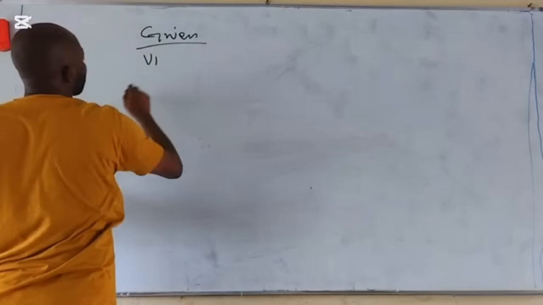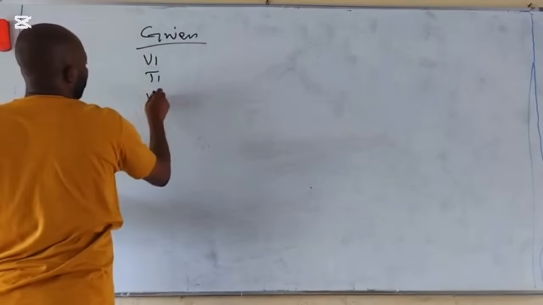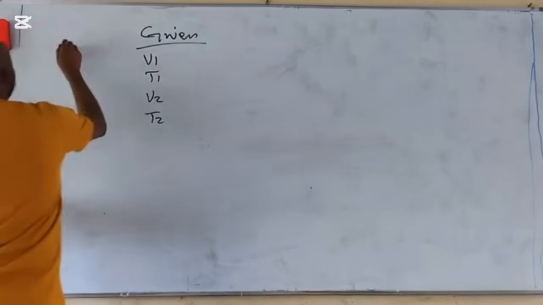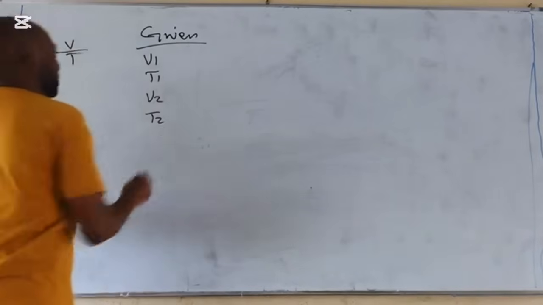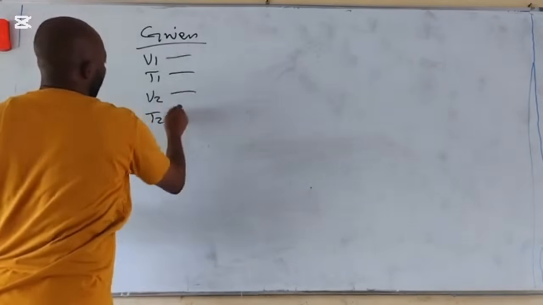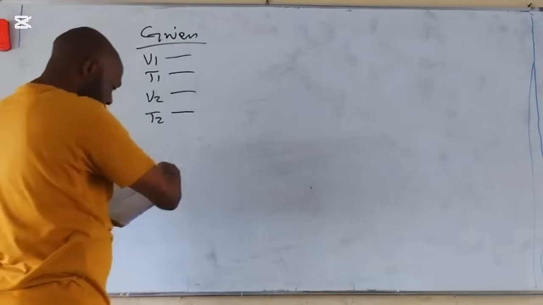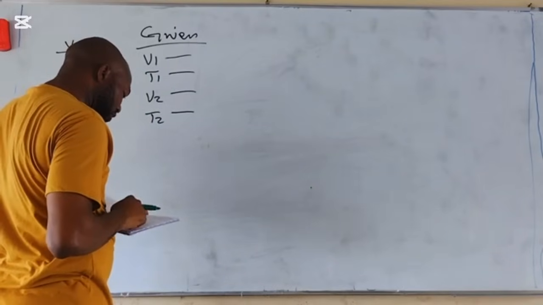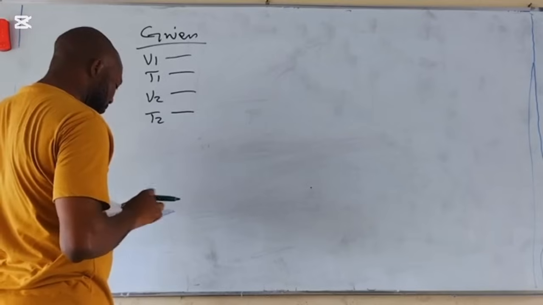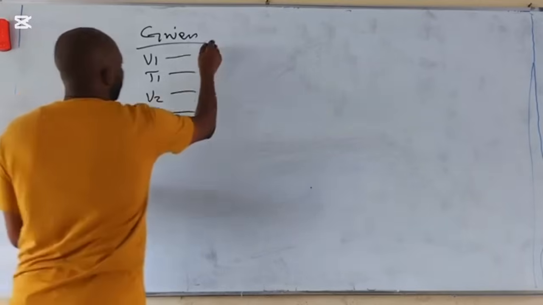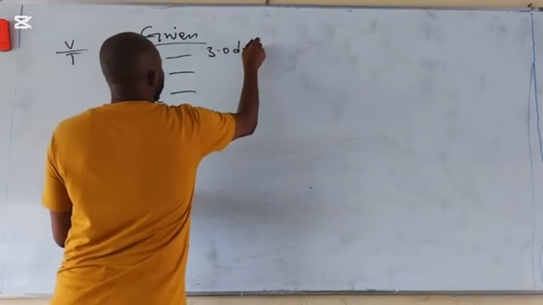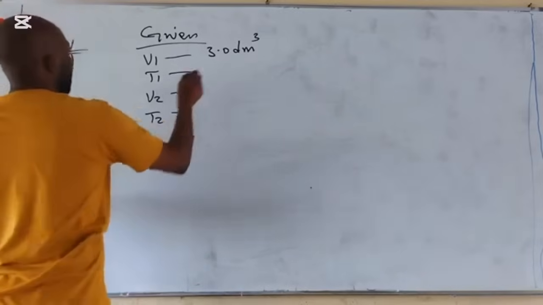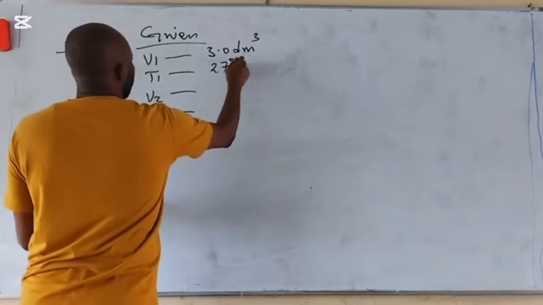So V1, T1, V2, T2. Remember, V over T. So let's take the question now. The volume of the fixed mass of gas measured at atmospheric pressure and 27 degrees Celsius is 3.0 dm cubed. So V1 is 3.0 dm cubed, and the temperature therein is 27 degrees. T1 is 27 degrees Celsius.